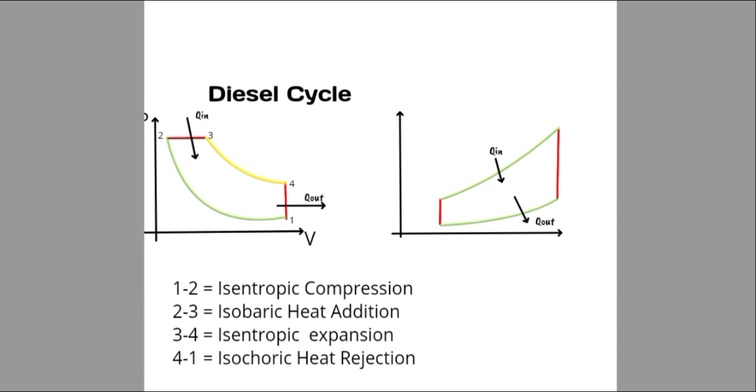Now, diesel cycle engines in motors and different vehicles are fuel efficient, and they can travel long distances, and they are more reliable. They have more efficiency than the Otto cycle. So let's analyze this diesel cycle over here.